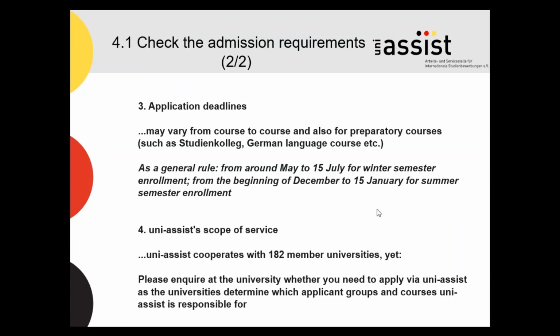Yet Uni-assist cooperates with 182 member universities, yet it is really important that you get in touch with the university and find out whether you need to apply via Uni-assist. That is due to the fact that the universities determine which applicant groups and courses Uni-assist is responsible for. In case you get to know that you do not need to apply via Uni-assist, then please submit your application directly to the university of your choice.